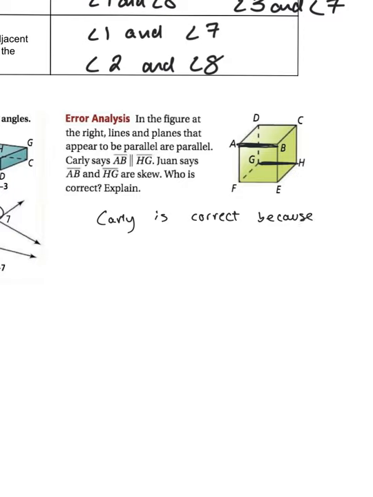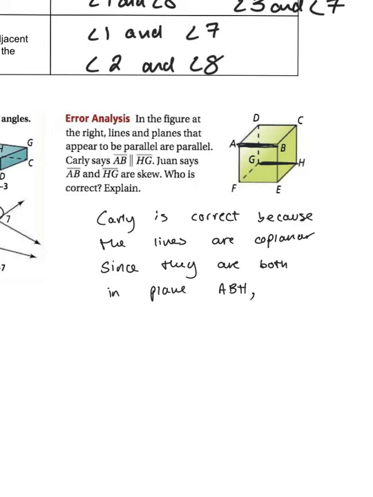because the lines are coplanar. They lie on plane ABH or ABG, however you want to say it. Since they are both in plane ABH, AB is parallel to HG.